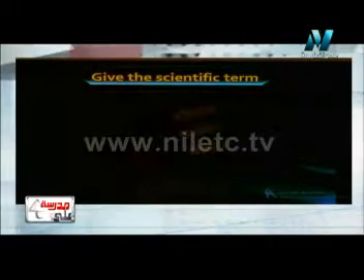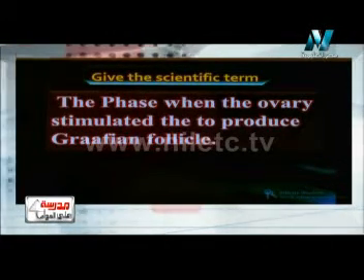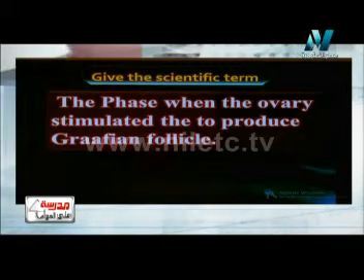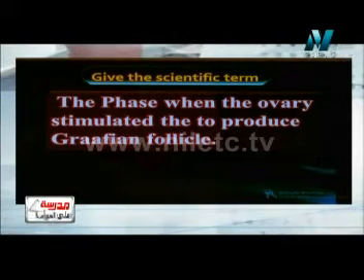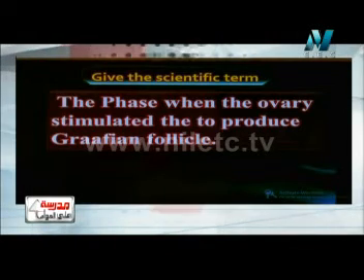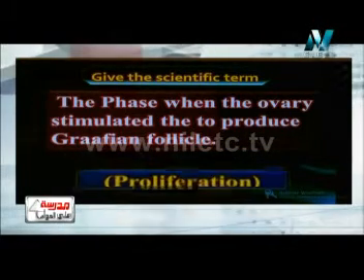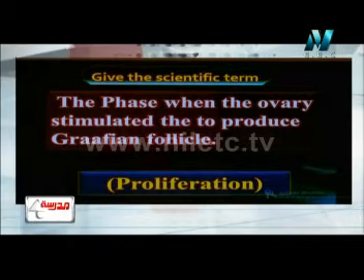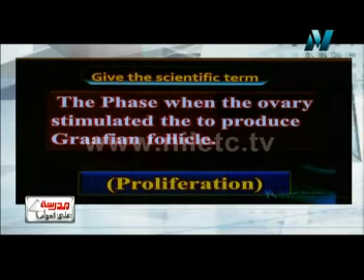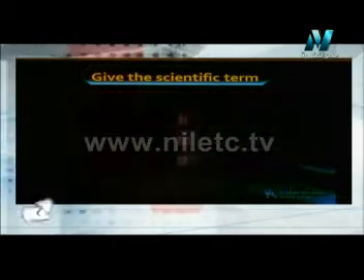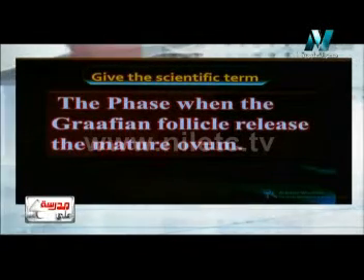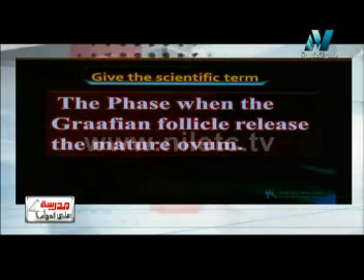The next question. The phase when the ovary is stimulated to produce the graafian follicle. This phase is called the proliferation stage. That takes place by the effect of the follicle stimulating hormone, which is secreted from the anterior lobe of the pituitary gland. The next: the phase when the graafian follicle releases the mature ova.